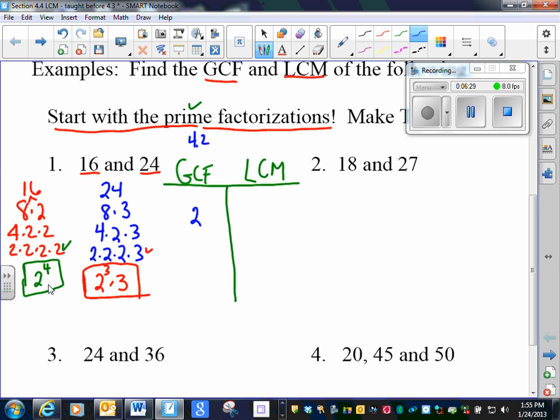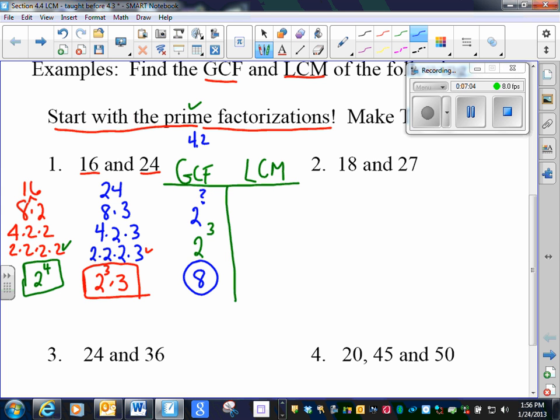The second step is the exponent. What exponent do I put on the 2? Well, I am looking for the smallest exponent that I see in my two boxes. Here I see 2 to the 4th, and here I see 2 to the 3rd. 3 is smaller than 4, so 2 to the 3rd is what I write down. I don't have any more multiplication. I am going to just multiply 2 to the 3rd power out. 2 times 2 times 2 is 8, and 8 is my GCF.